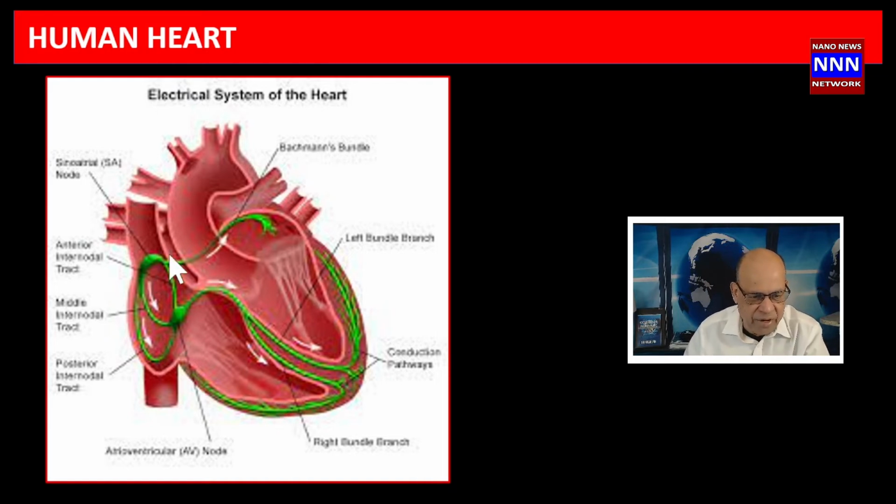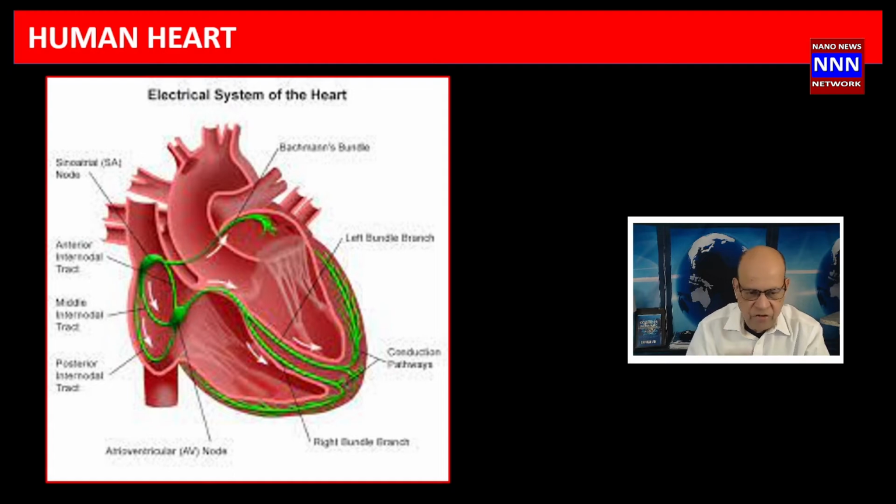But generally speaking, the heart rate is generated at the sinus node, which depolarizes. That means it automatically sends an electrical signal. The normal heartbeat is between 40 and 60 beats per minute.